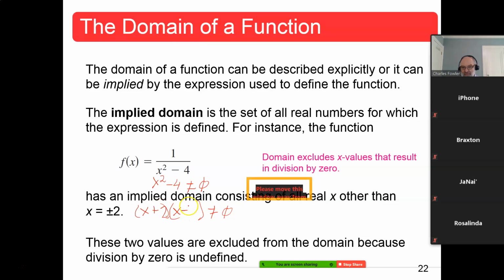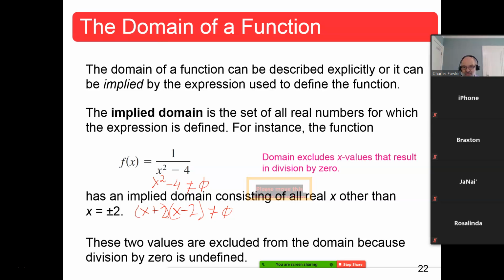2 and 2. Perfect. Check it. X times x is x squared. Outer would be minus 2x plus 2x. That adds to 0. Minus 4. You got it.